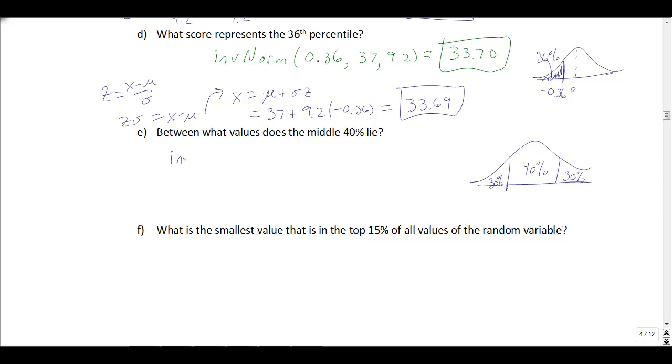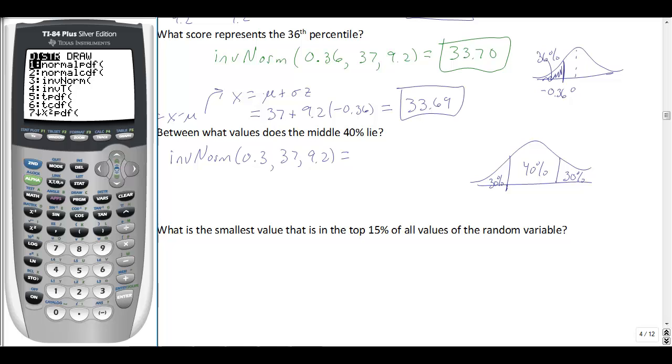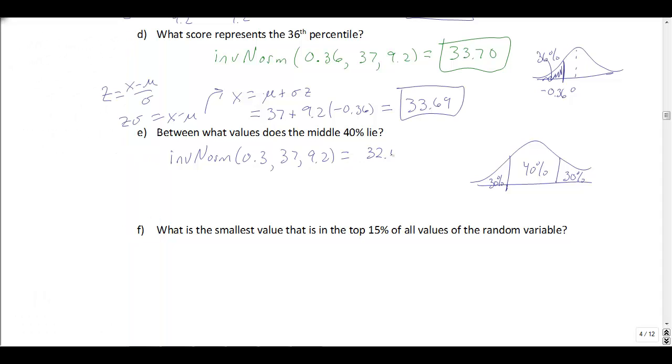For this first one, I have 30% to the left. So that's going to be invert norm. I need 30%, and then the mean is 37, standard deviation is 9.2. So looking for 0.3, mean 37, standard deviation 9.2, what I get is 32.18. So that's the lower bound for the middle 40%.